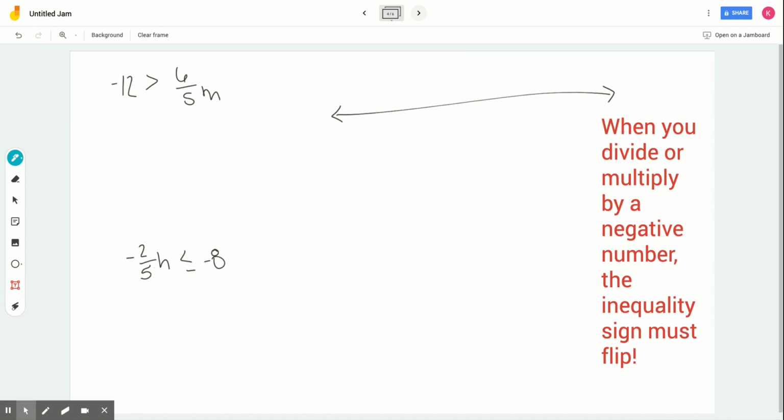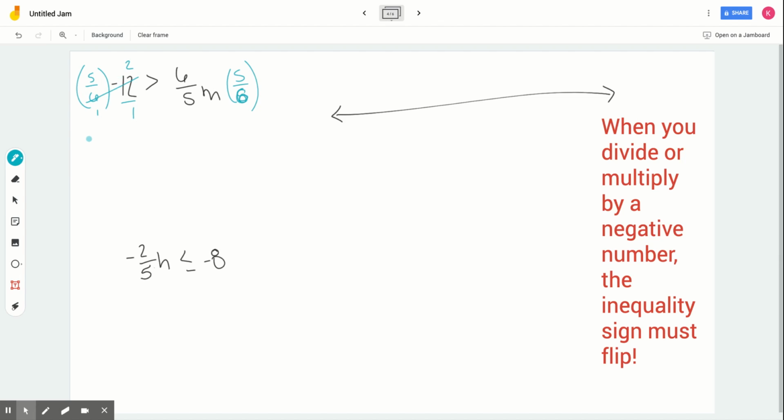So here we have -12 is greater than 6/5 m. So we see that 6/5 and m are being multiplied. Since we can't divide by a fraction, we have to multiply by the reciprocal. The reciprocal of 6/5 is 5/6. So we're going to multiply by 5/6 on both sides. Here we can cross cancel by dividing both by 6.